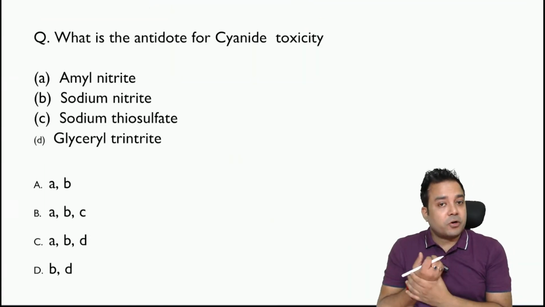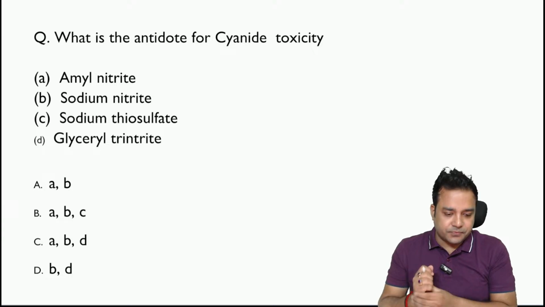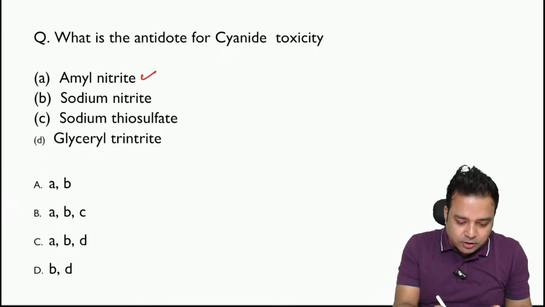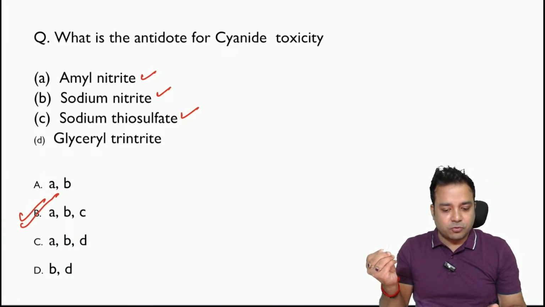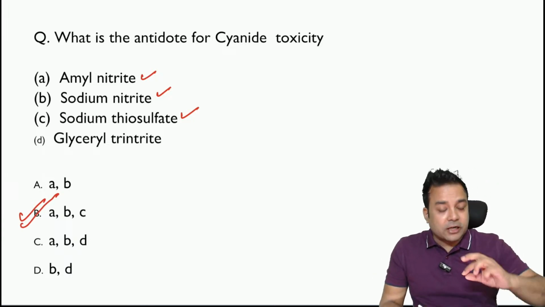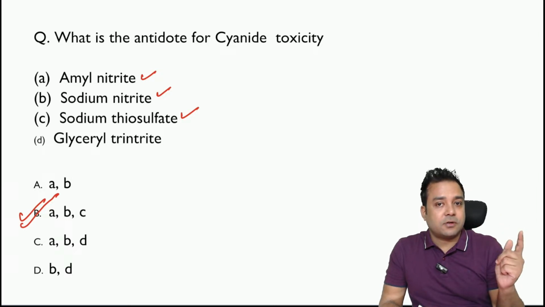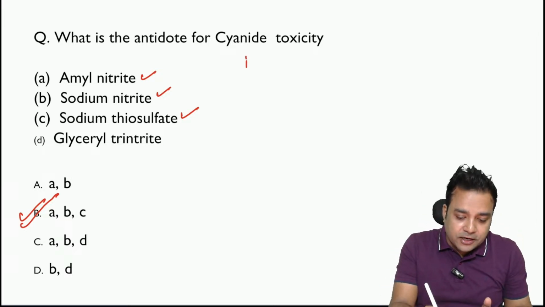Next one. What is the antidote for cyanide toxicity? Antidote is amyl nitrate, sodium thiosulfate, ABC. B is your correct answer. Okay? Without any doubt. What other antidote is available to us? Other antidote available to us is IV hydroxycobalamin injections.